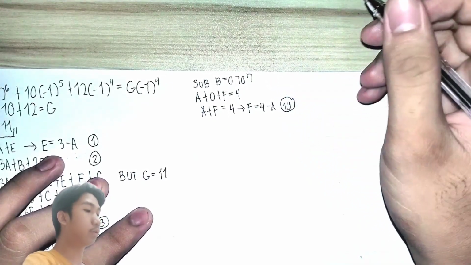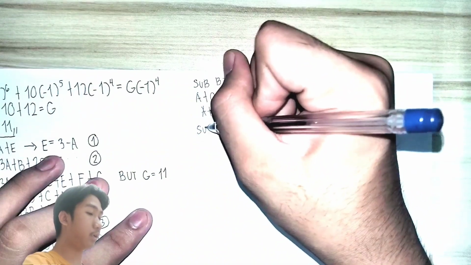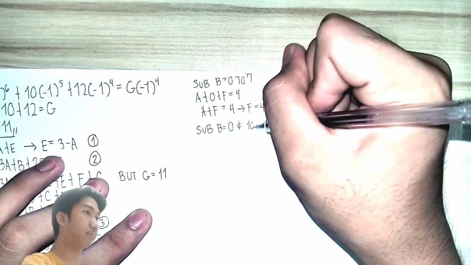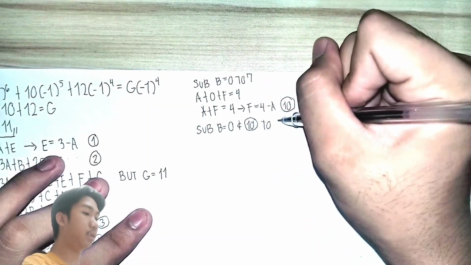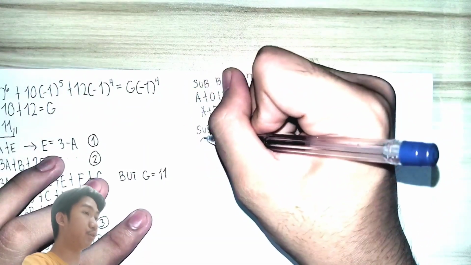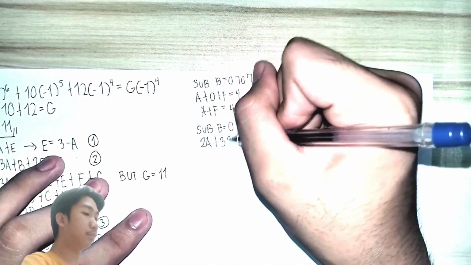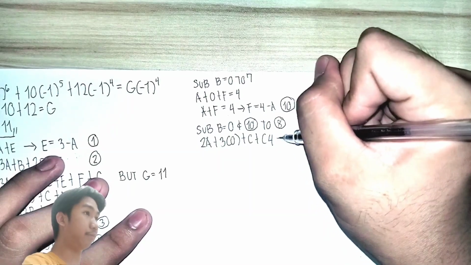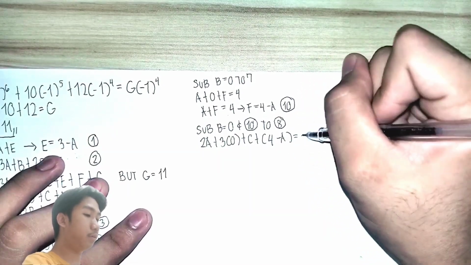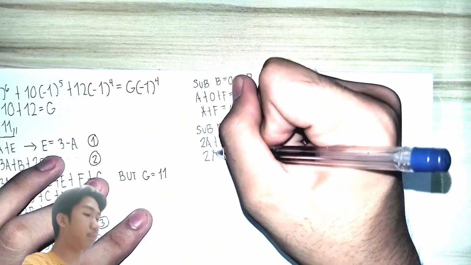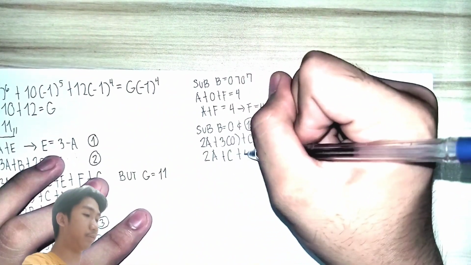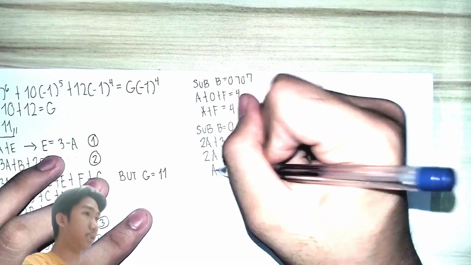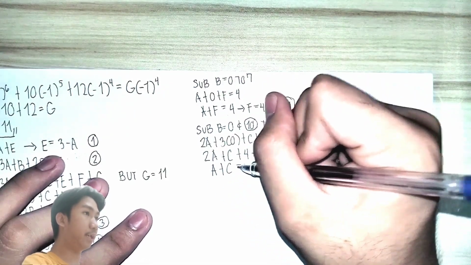We substitute the value of b and the equation 10 to equation 8. That would be 2a plus 3 multiplied to 0 plus c plus the quantity 4 minus a is equal to negative 2. Now, our equation is 2a plus c plus 4 minus a is equal to negative 2. A plus c now is equal to negative 6. That would be our equation number 11.